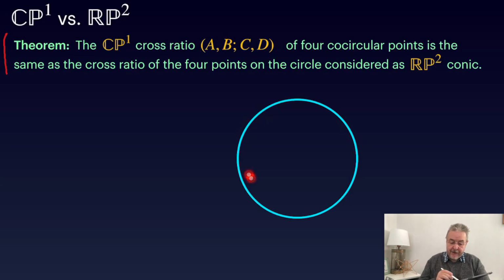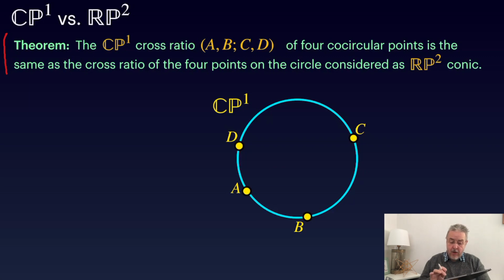So, we have a circle, and on that circle we have 4 points, and please consider this picture as the drawing in CP1. If we have those 4 points, we can calculate the cross ratio. In CP1 there is no restriction for calculating the cross ratio. We can take any 4 points in CP1 and calculate their cross ratio.